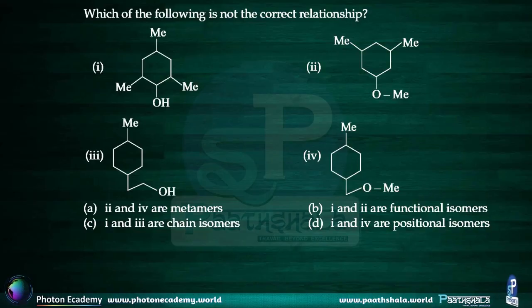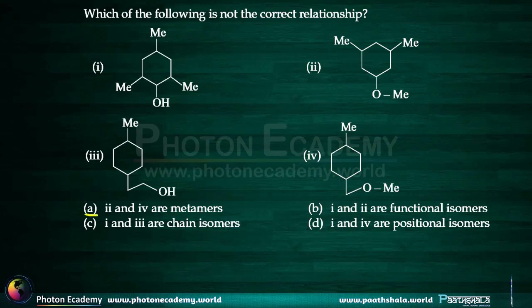Which of the following is not a correct relationship? We have been given 4 options and we have to find which of the following relationships is incorrect. So let me begin with option A, which states that compounds 2 and 4 are metamers.